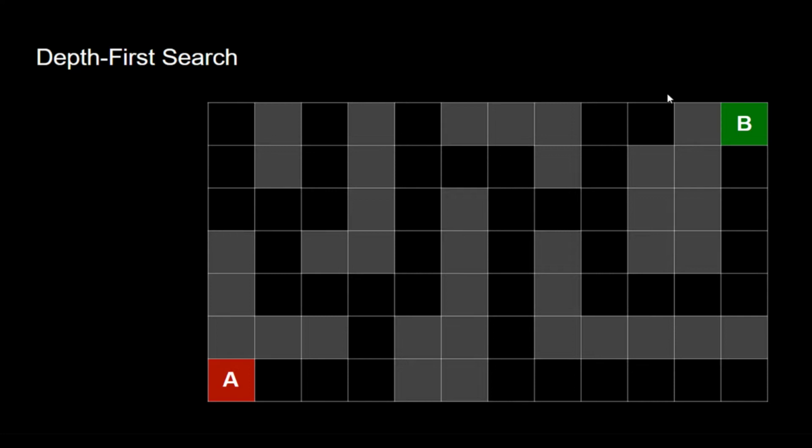And for the uninformed search algorithm, there are actually 6 types that exist. But for the scope of this video, we'll focus on the two most important ones, which are the depth-first search and the breadth-first search. But first, let's play a game, a simple maze game.